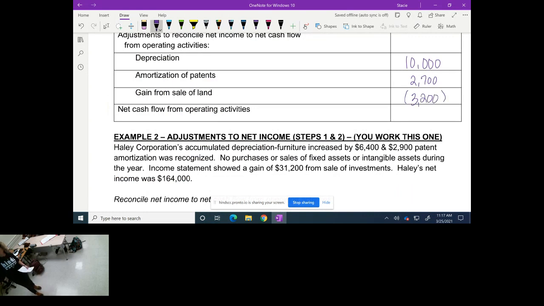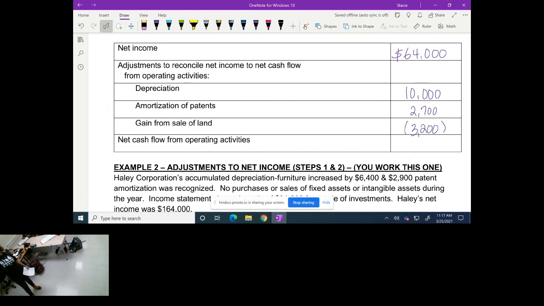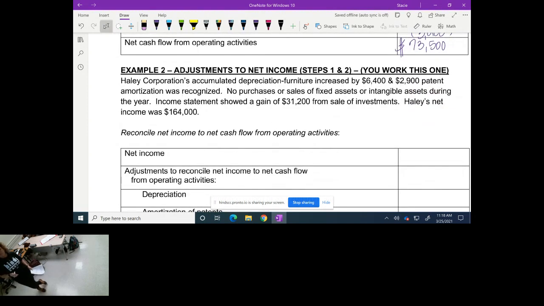All right, so if we take 64,000 plus 10 plus 2,700 minus 3,200, we get 73,500. So what this is telling us is from our operating day-to-day activities, we had a net inflow of cash of 73,500. That's what you're getting. All that trouble. That's what you get. Makes sense? Moving on.